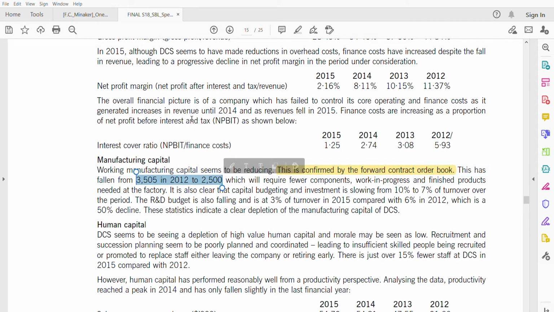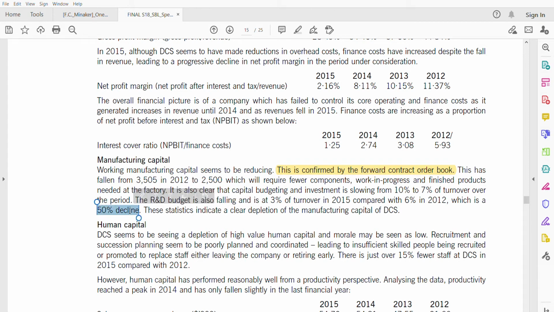It has fallen from 3505 to 2500, which will require fewer components, work in progress, and finished products needed at the factory. It is also clear that the capital investment is slowing from 10 to 7% of turnover over the period. The R&D budget is also falling and is at 3% of turnover in 2015 compared with 6% in 2012, which is a 50% decline. This they have calculated.